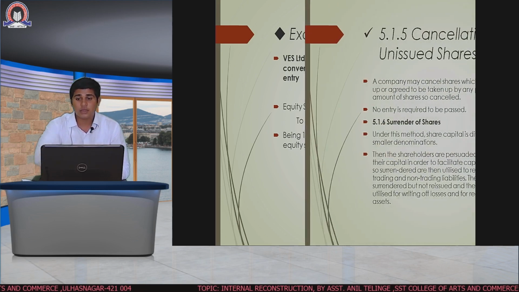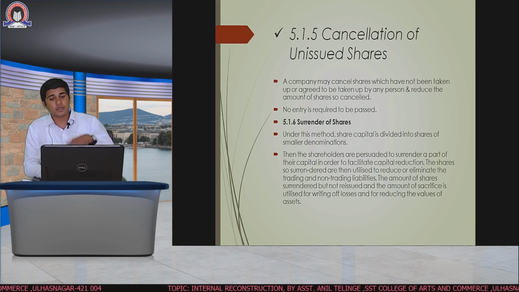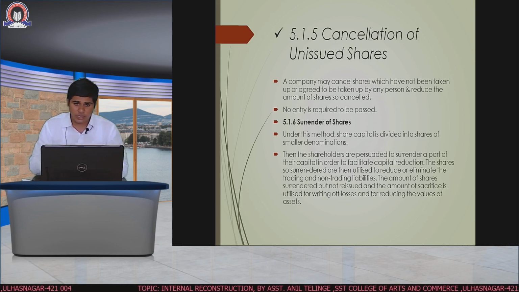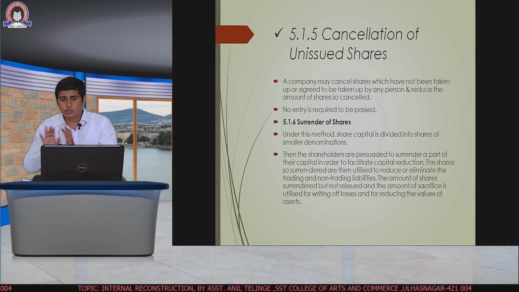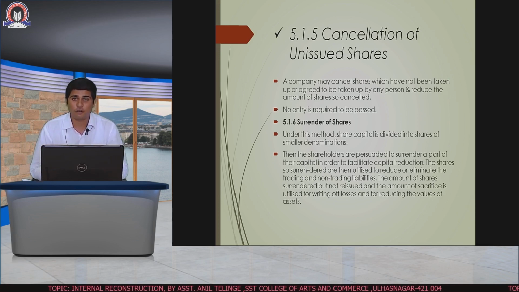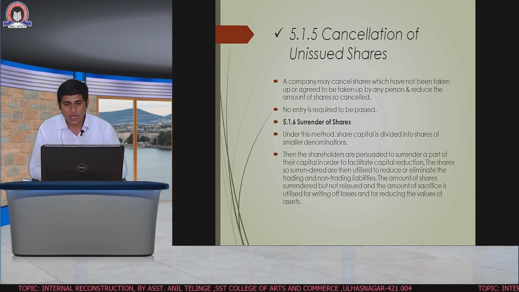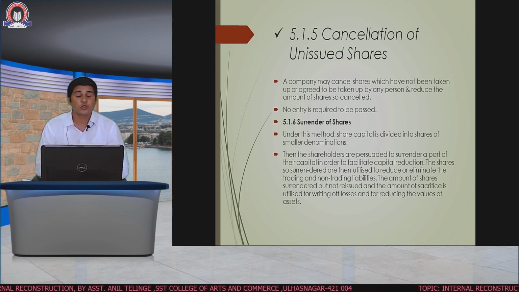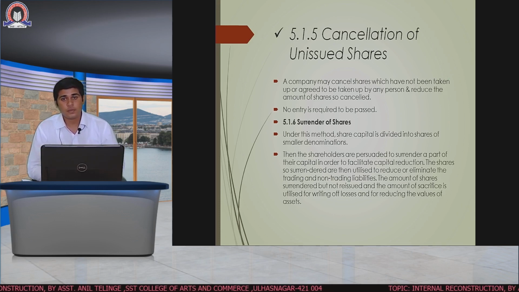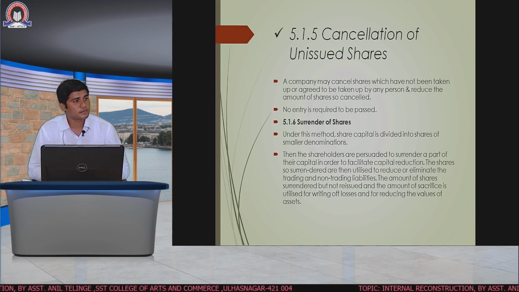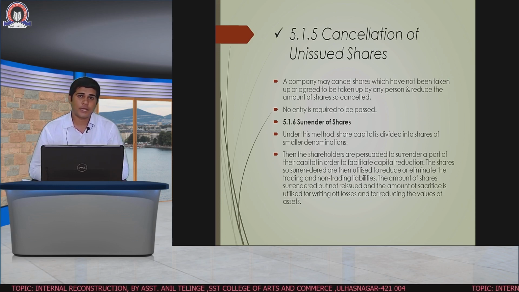Sir, another method is there for the alteration. Sometimes there may be unissued shares. I already mentioned in slide. When the shares are unissued, it's not affected for the alteration of the share capital. No entry pass for such types of unissued shares. But sometimes there may be a possibility of surrender of shares. So another method for alteration of share, that method is surrender of share.